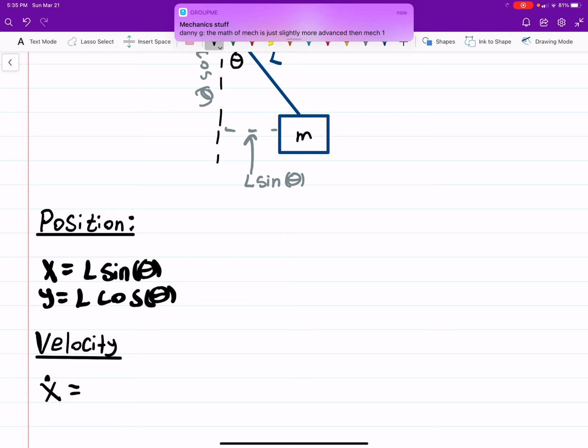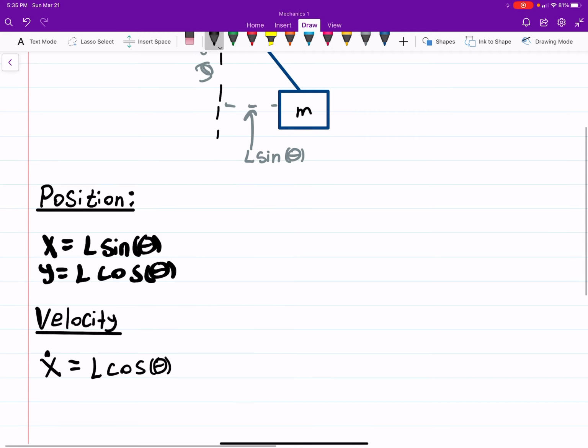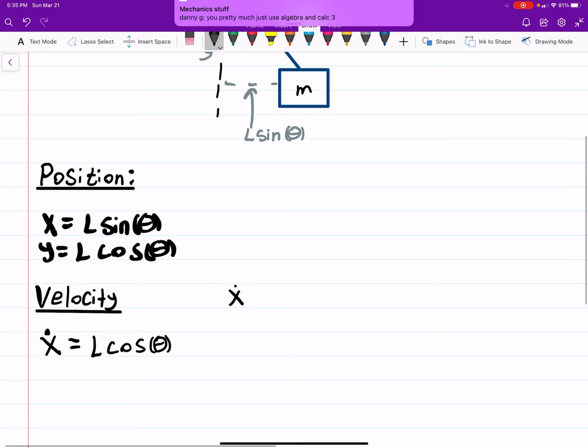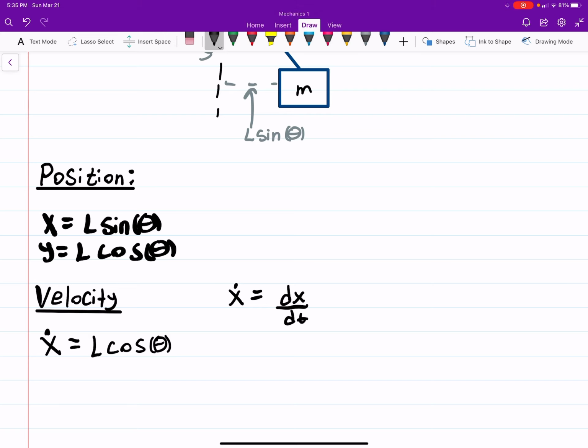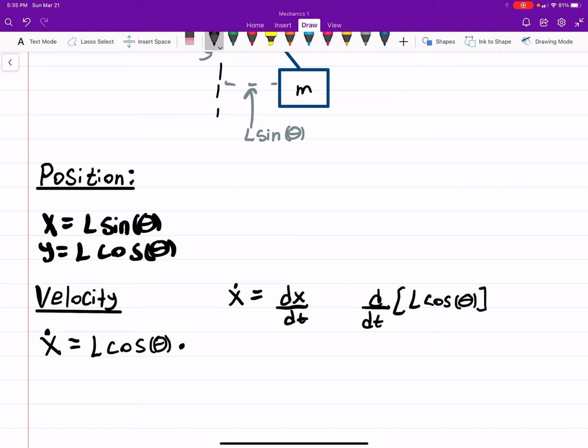So the derivative with respect to time, well, the derivative of sine is going to be cosine. So you get L cosine theta. But remember, x dot is dx by dt. So we're taking the derivative with respect to time of L sine theta. We have to do this implicitly, which means we have to multiply by theta dot. We have to do a chain rule essentially.